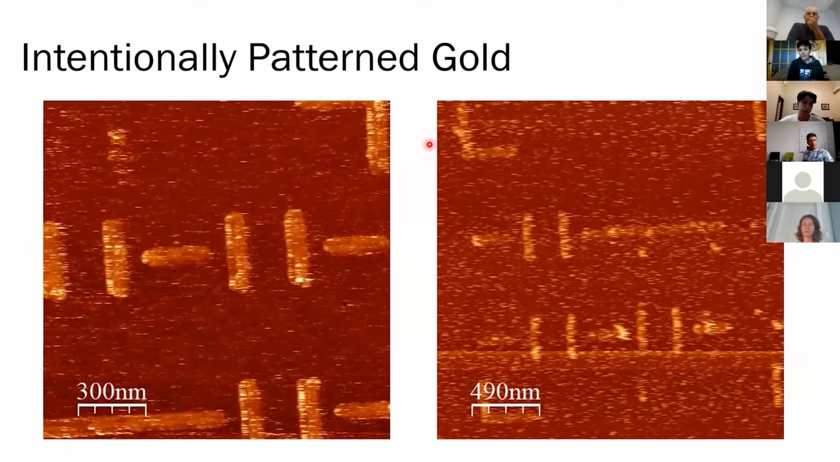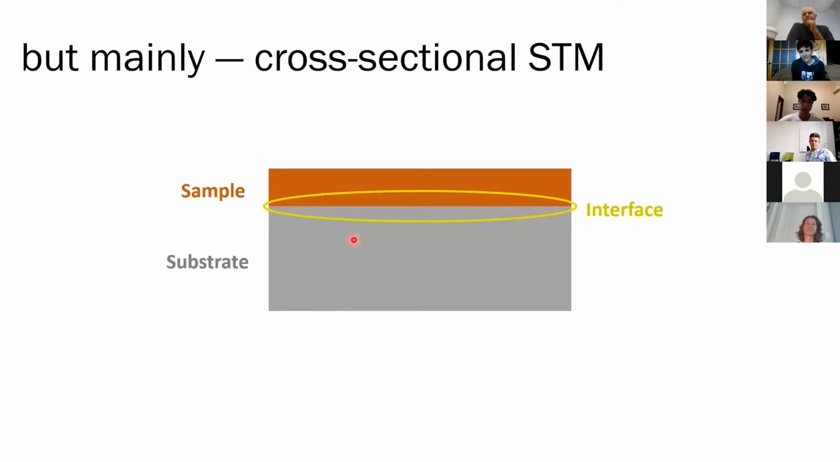I also looked at intentionally patterned gold, and we actually didn't think that this patterning technique would work the first time, and we didn't think that it would be very easy to see under the STM. But I actually scanned it and found quite the opposite. As you can see, you can pretty easily make out a lot of the patterns here.